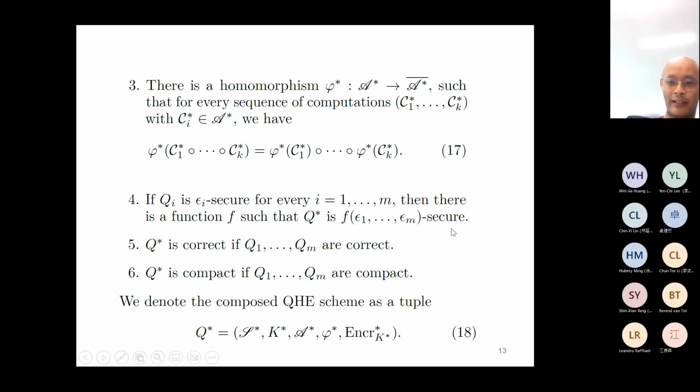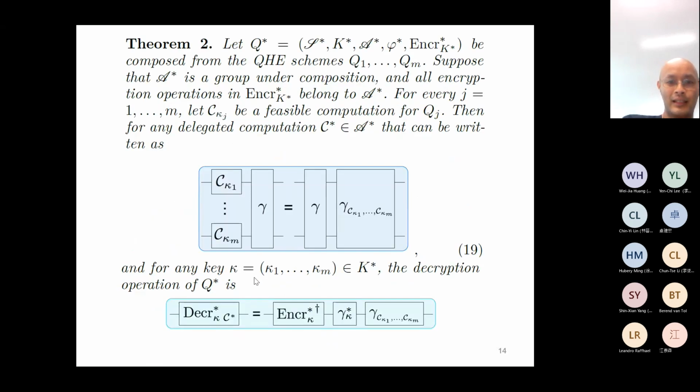So this is, you can think of it as a tautology. And of course, it needs to be correct and compact. All right, so I've really told you the bare minimum definition of what it means to be able to compose the schemes. And then there's this theorem, the point of which is just to tell you how you can make the decryption map of the quantum homomorphic encryption scheme given all of the properties that I laid out earlier.